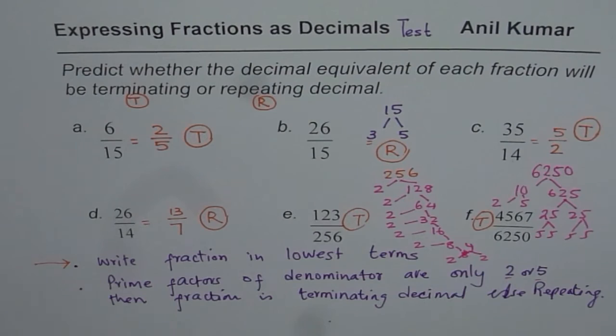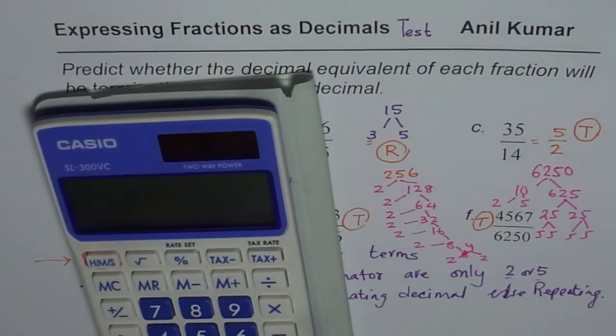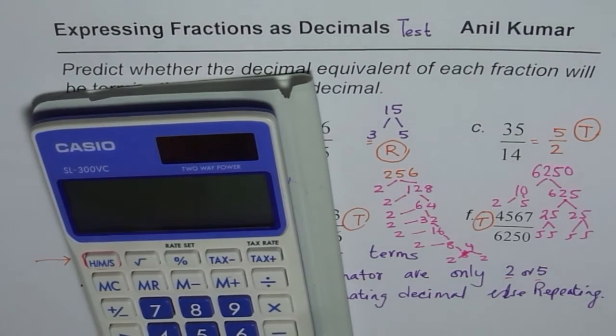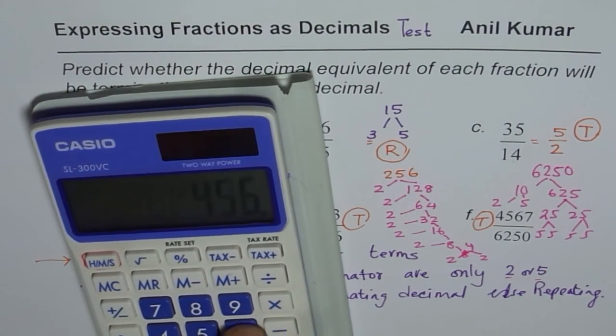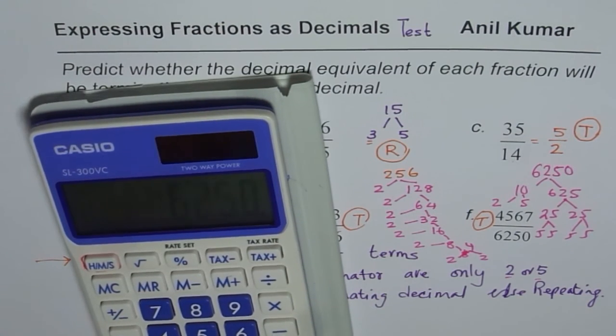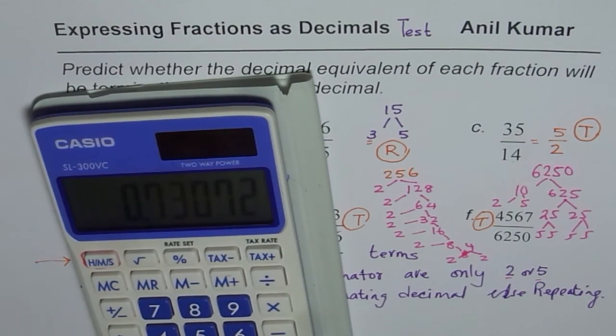So what you can do is you can check with a calculator. Let's switch it on. 4567 divided by 6250 equals. So we do get 0.73072, which is terminating, right?